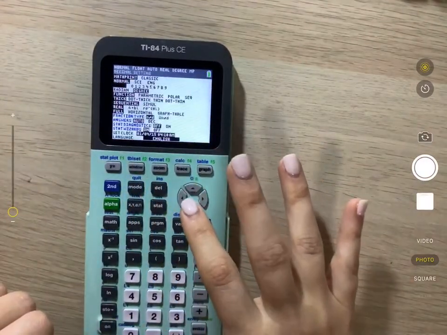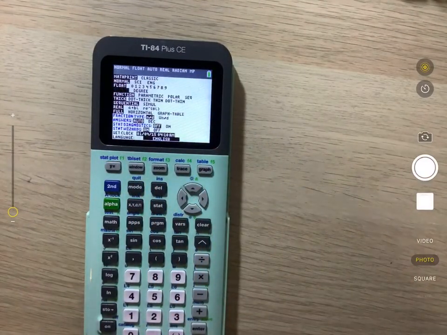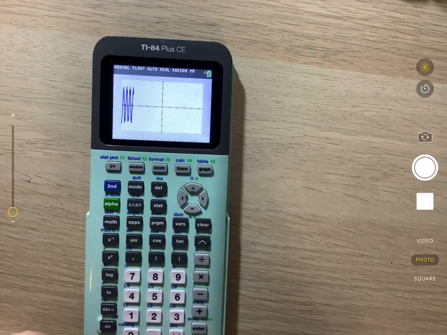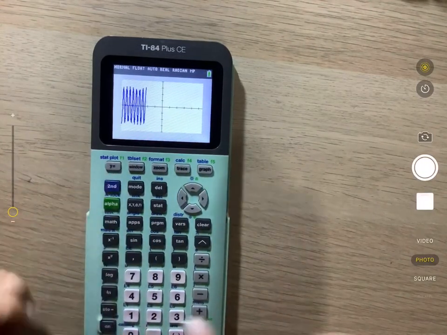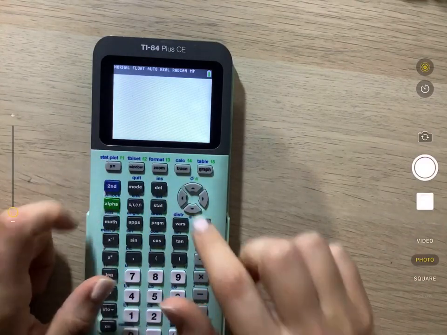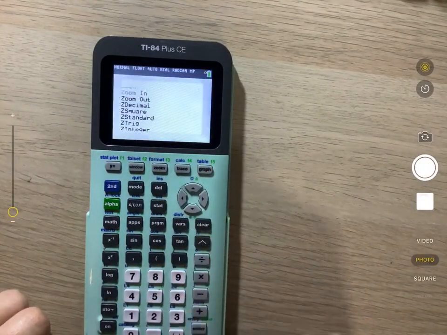I always like to be in my radian mode. That way we could play with our window and other things. So I put it back into radians. I'm going to look at my graph. Woo, crazy things going on. One second. Let's quit out of this. So that's because I'm in trig. Zoom 6, standard window.